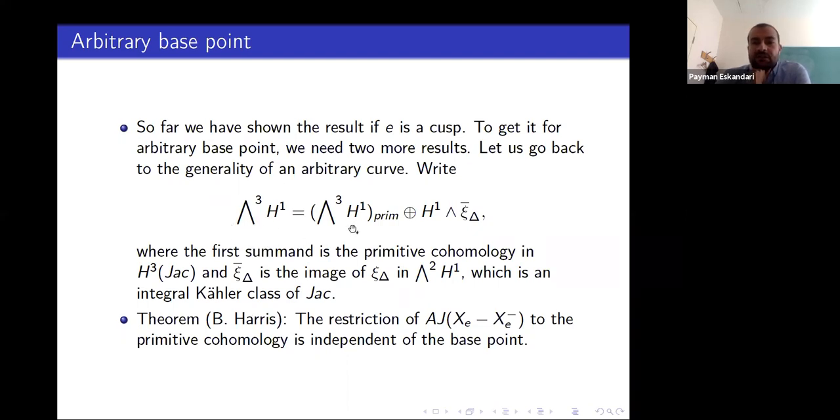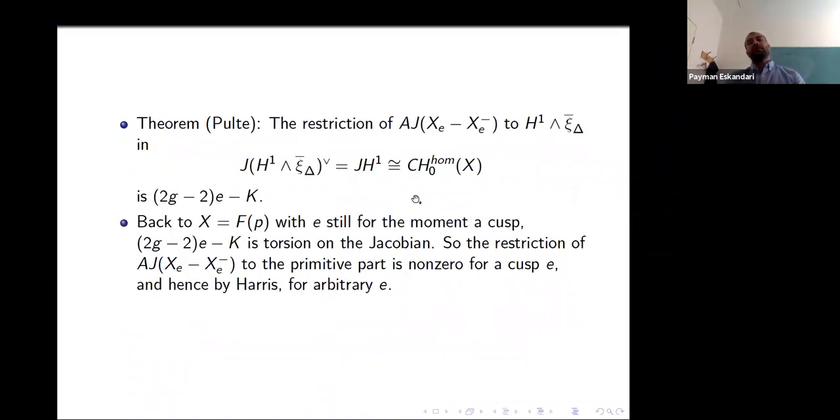So now you can restrict that to this component and this component. And what Harris shows, this is his Acta paper actually, is that the restriction to the primitive cohomology is independent of the base point. And for the restriction to this other component, that's a result of Pulte that says that the restriction of this Abel-Jacobi of the Ceresa cycle to this component, again there's a similar identity as before, you can describe the image as something in the Jacobian tensor with Q. There's a Q missing here, and it's going to be this point here.